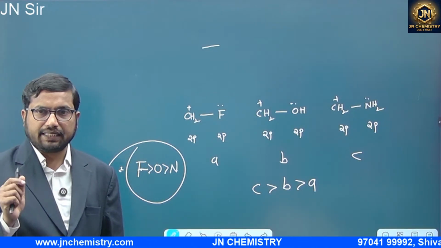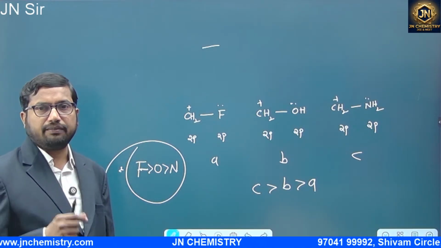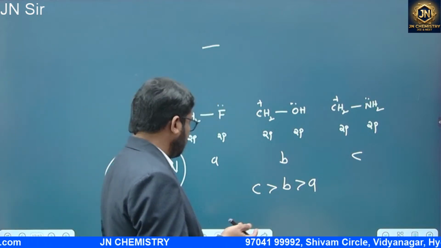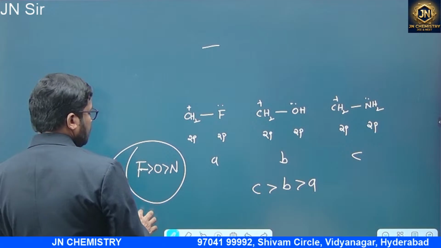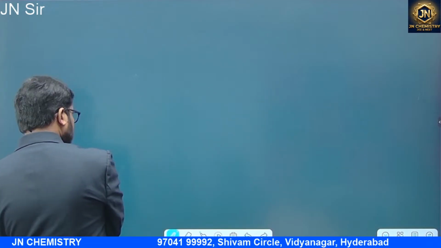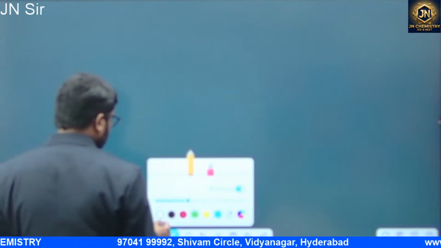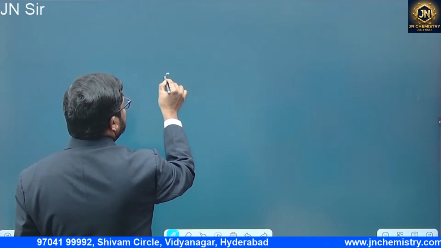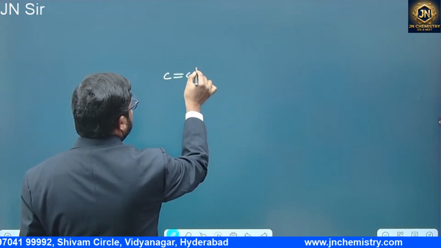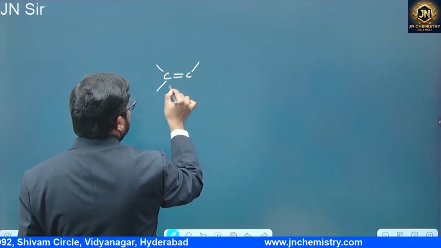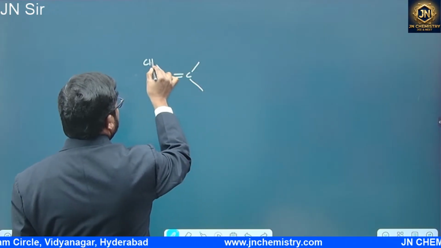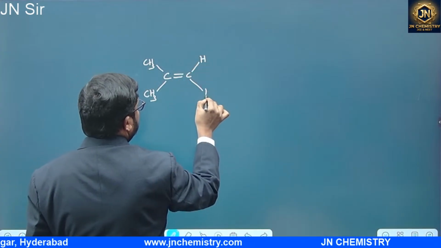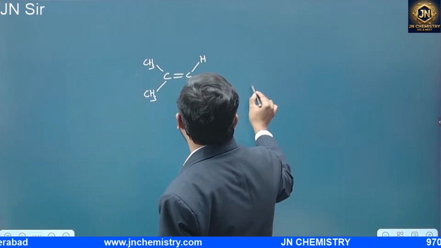So we can explain acidic nature, aromatic nature, basic nature. Done? Here is a question. Which alkene is more stable? Which alkene is more stable?